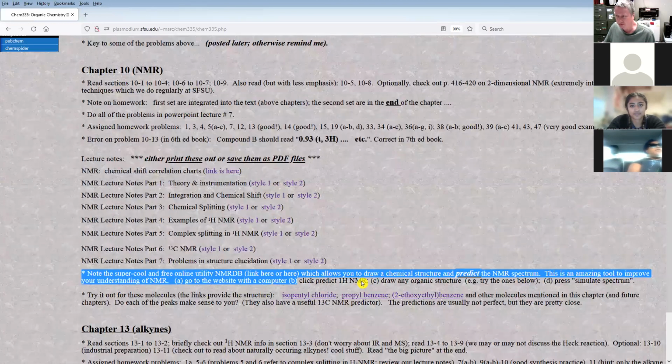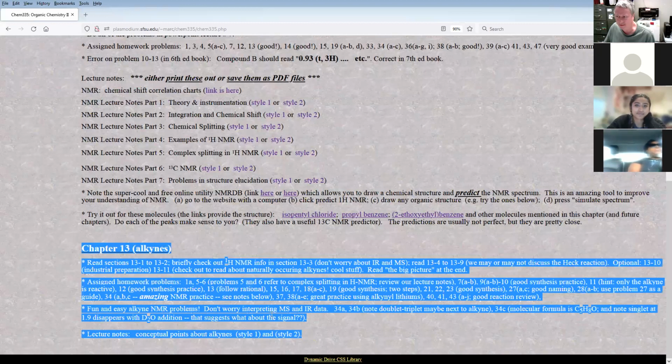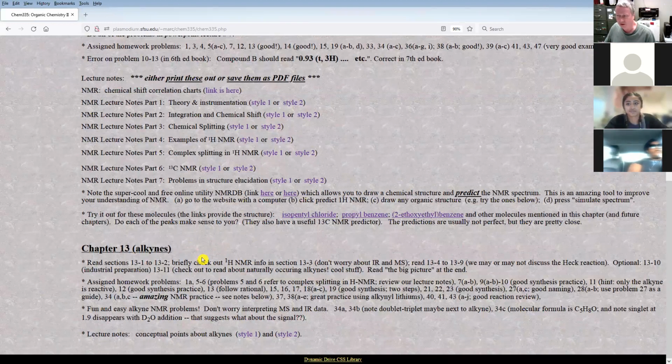And then after we're done with chapter 10, we'll get into chapter 13, which is back to the normal organic chemistry you're familiar with, alkynes, which is kind of like alkenes, right? But it's a triple bond. Okay, and then as we go along, I'll add the additional chapters to this.